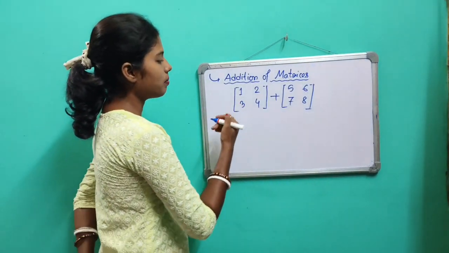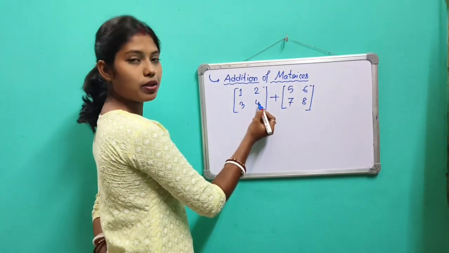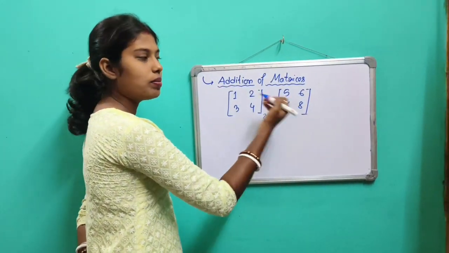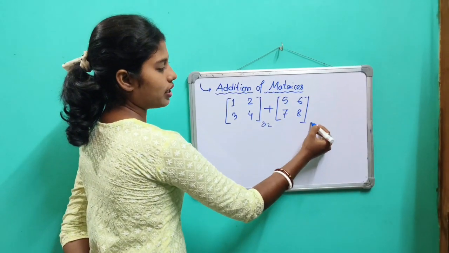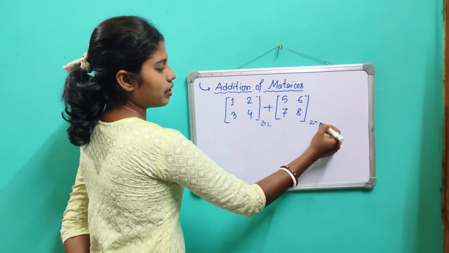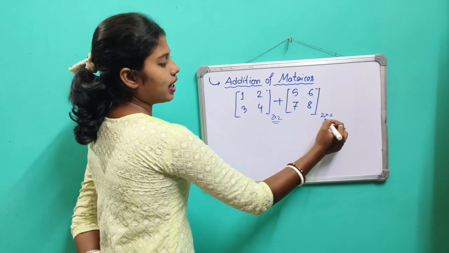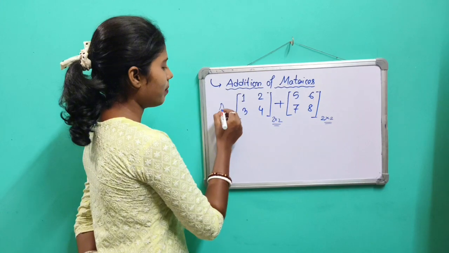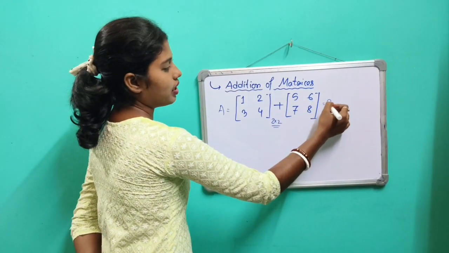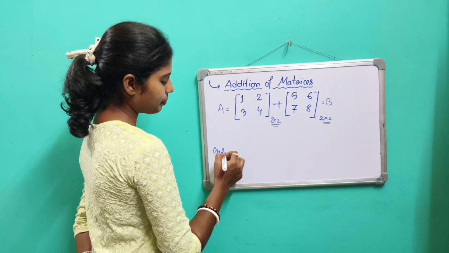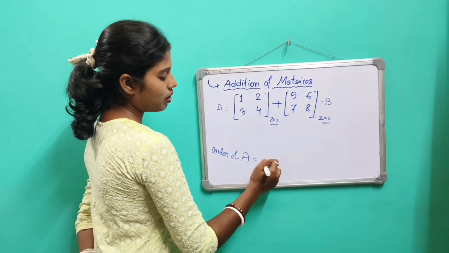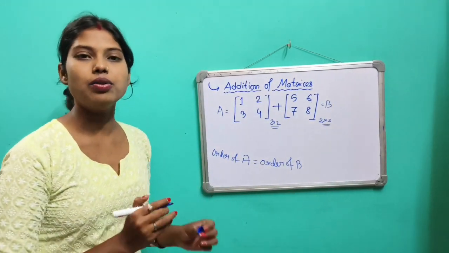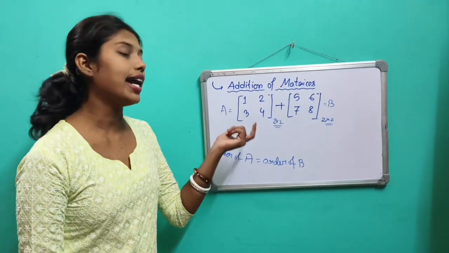Here the order of this matrix is 2 rows, 2 columns, that is 2 by 2. The order of this matrix is again 2 rows, 2 columns, that is 2 by 2. So you can clearly see that the orders of these two matrices are equal. If we name this matrix A and this matrix B, then the order of A is equal to the order of matrix B, right? That is how and when we can add two matrices.